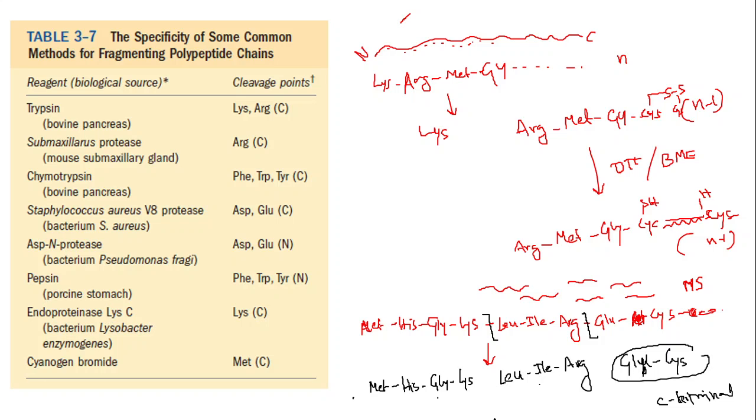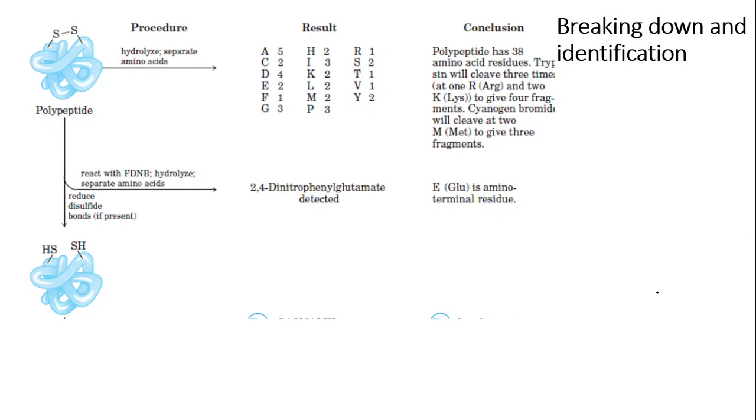Now let's look at a problem where people have done this method, fragmented the peptide, and then reassembled the original peptide. So this is the original polypeptide. First, they are simply hydrolyzing it, which is done using concentrated HCl. What it tells you is that there are this many alanines, and let's say this is the breakdown of all amino acids and how many are present. But this does not tell you anything regarding the order. This just is the total number.